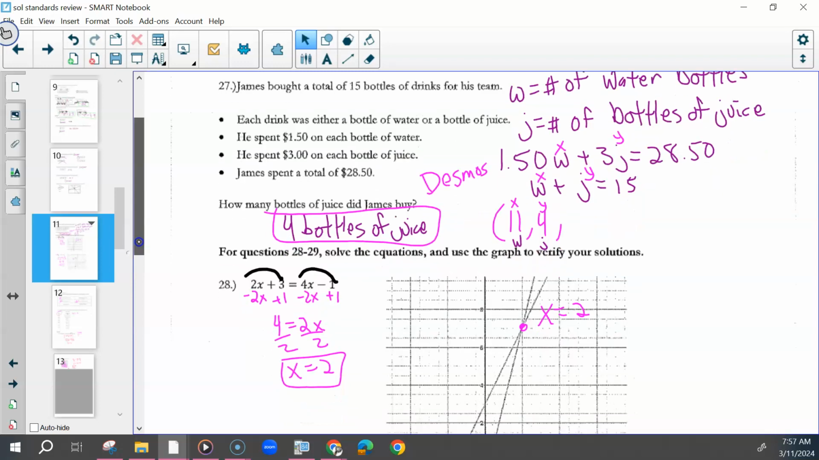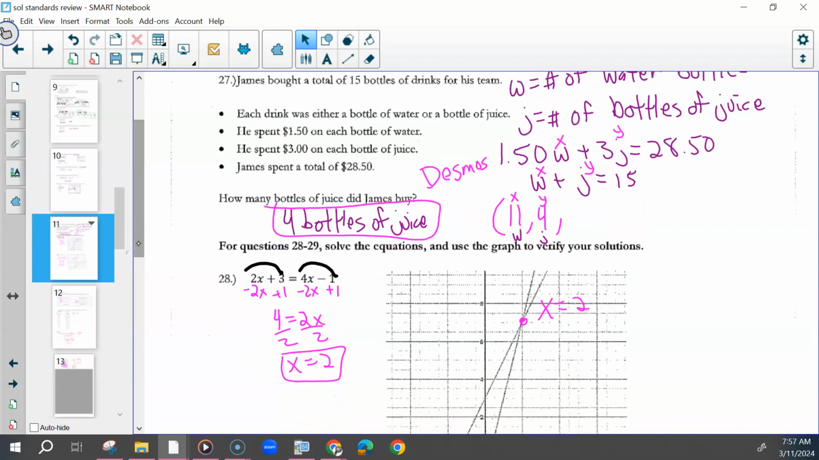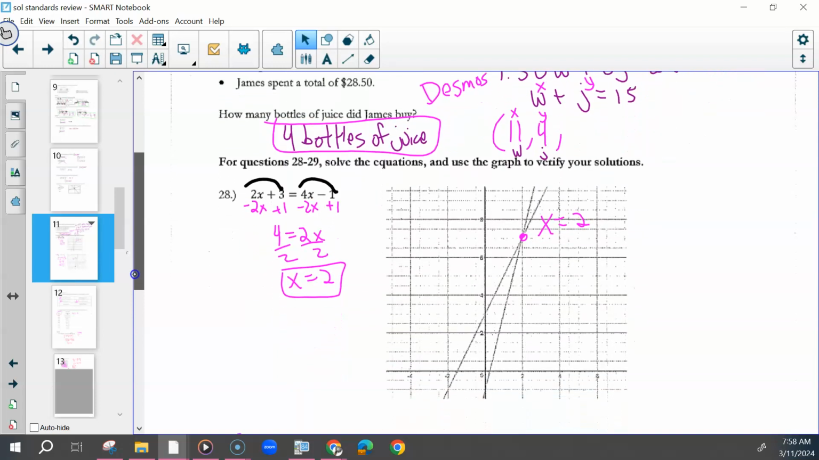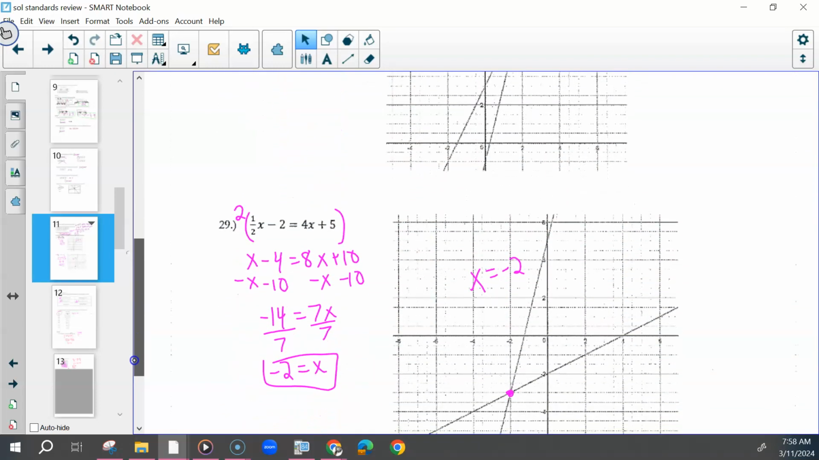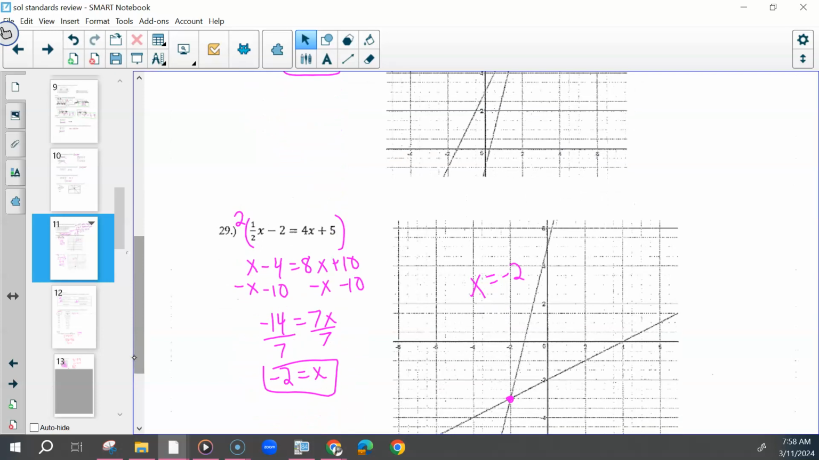28 and 29, you don't have to write this work, you can really just write the answer, but you can write the work if you so choose. 28, the answer was x equals 2. It also showed you on the graph, it took both sides and put them in separately and saw where they crossed. And 29 was x equals negative 2.